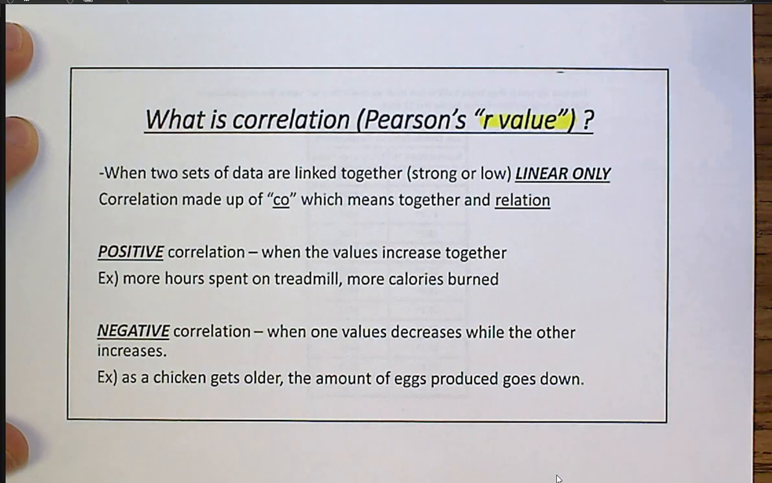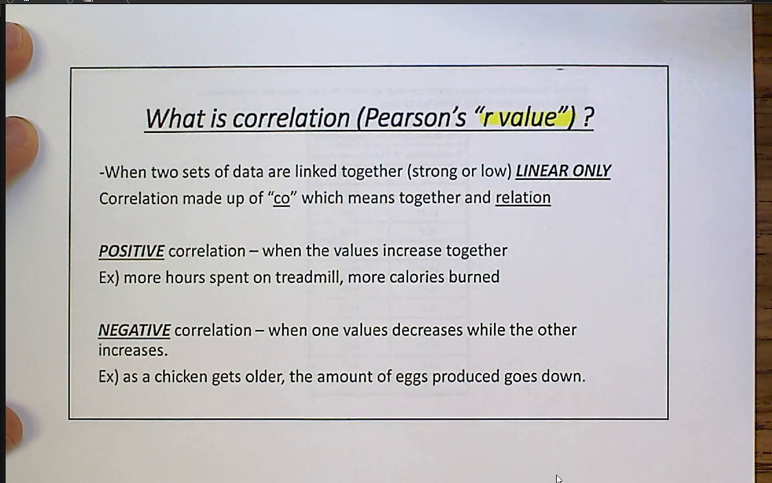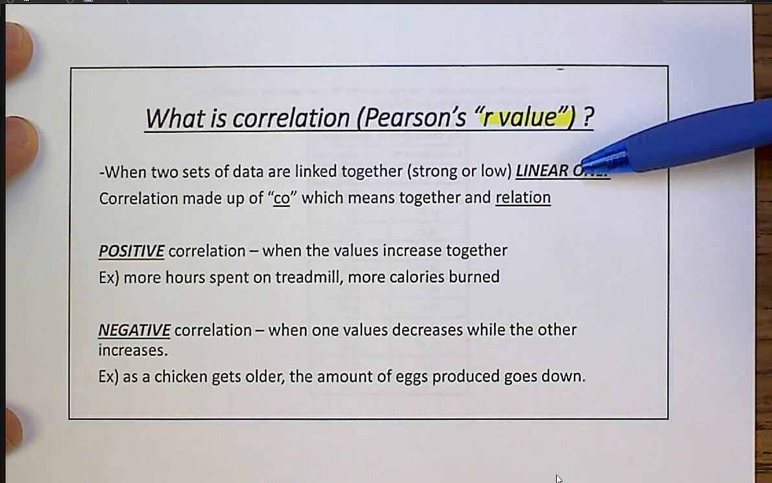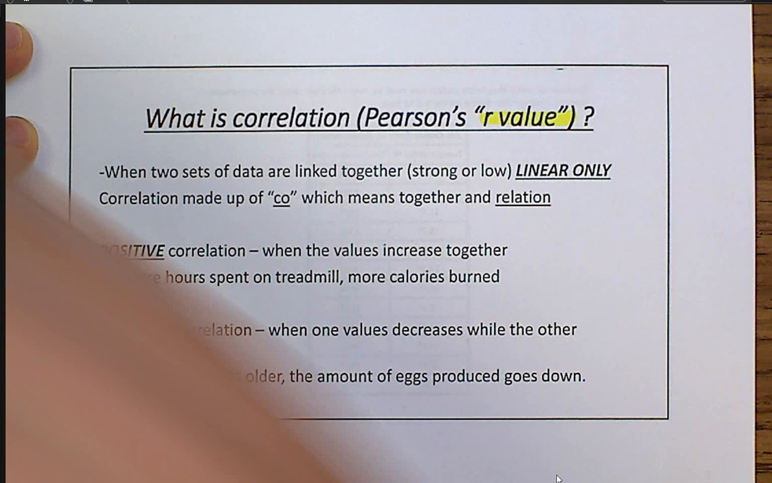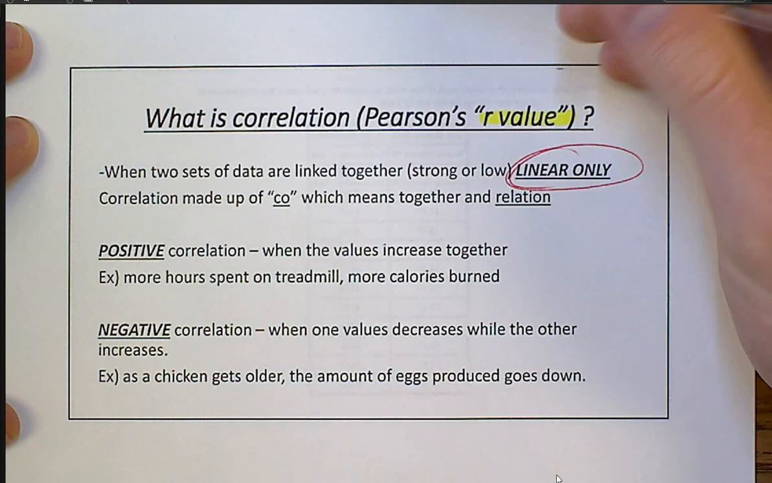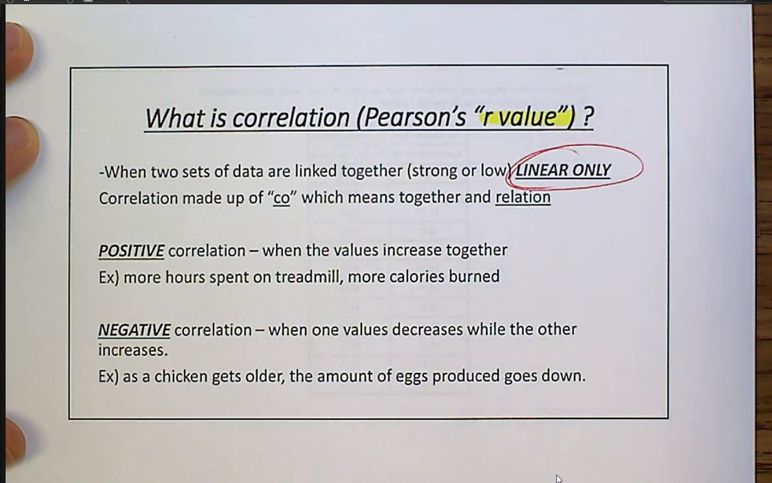So what is it? Well, it's basically a relationship between two pieces of data. All right, it's when two sets of data are linked together, either strong or low, and we're only focusing on the linear part of it. There are no curves with this, so we're talking about data that's linear. Okay. Correlation, the word itself is made up of the word co, which means together, and then relation. So pretty basic stuff. We have a positive and negative correlation.